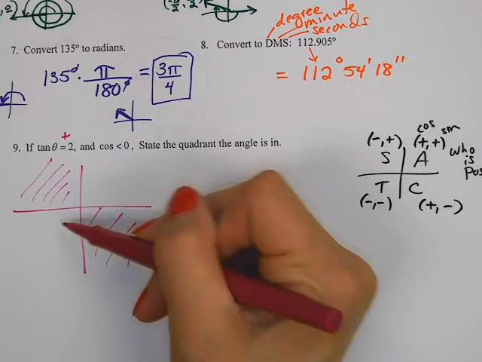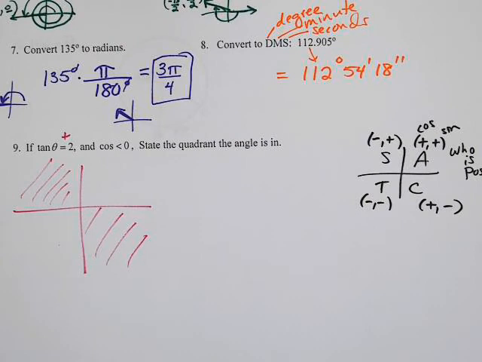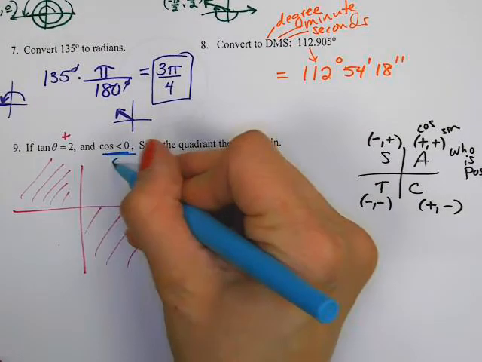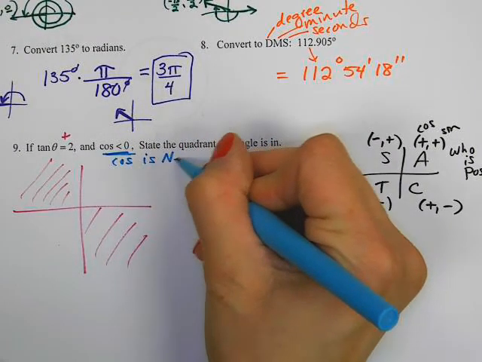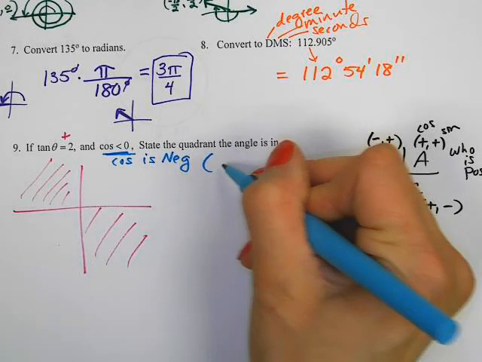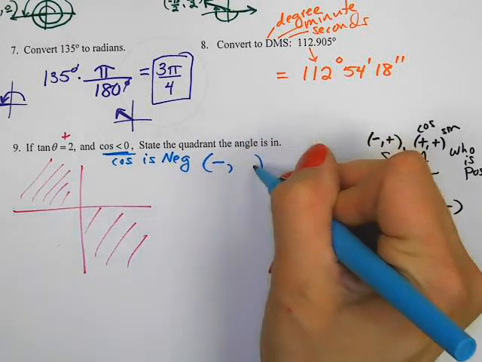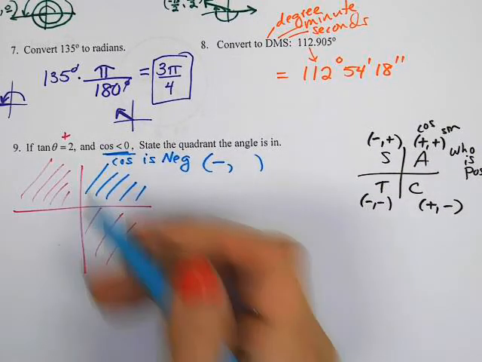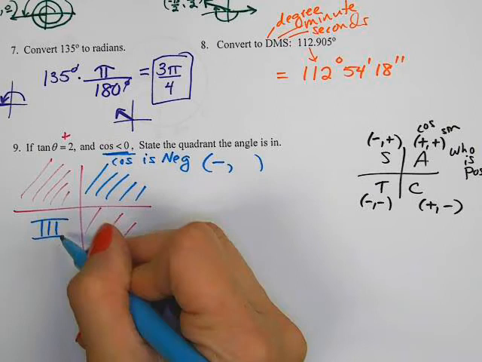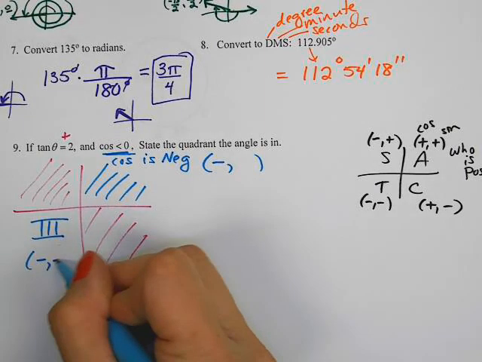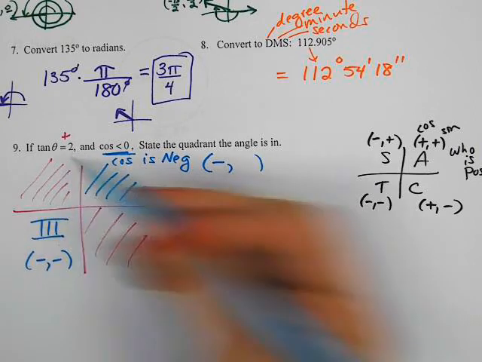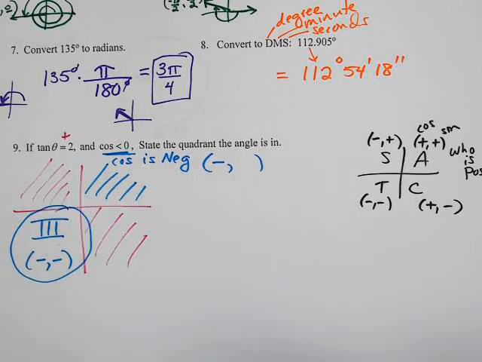So the first clue only narrows it down to 50-50, but they always give you a second clue. The second clue says that the cosine is negative. So that means it's negative comma something. Well, now I know it can't be in quadrant 1. It's got to be here in quadrant 3. Is negative divided by negative going to make a tangent of positive? Yes. So it's definitely got to be in quadrant 3.